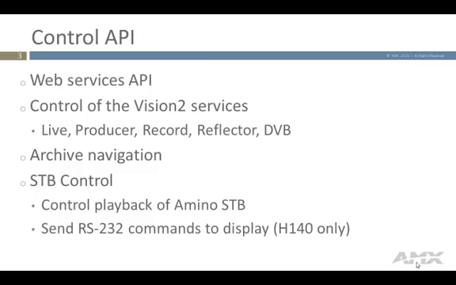And with the Amino H140, which we'll talk about here in a little bit, you actually can use the Web Services API to send RS-232 commands to the display. So you can actually use the Control API on Vision 2 to go all the way through and turn your displays off and on. So this is a way of controlling not just the Vision 2 system, but the entire mechanism by which you play back videos all the way out to the display.